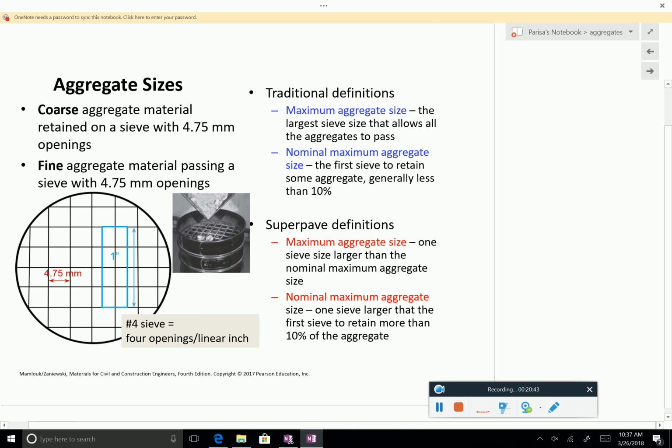So you assemble the sieves like that, starting with the larger size, coarser openings to the smaller ones, and then you put the material on the top and you let it go. Typically you vibrate it to make sure that nothing is stuck in any of the sieves, and then you weigh how much of the material is on each sieve. And this is how we find out about the gradation.